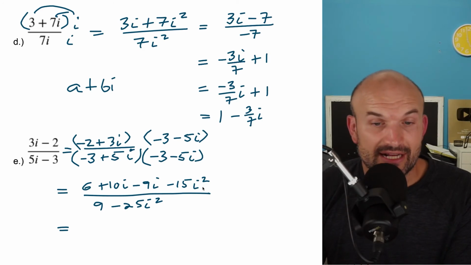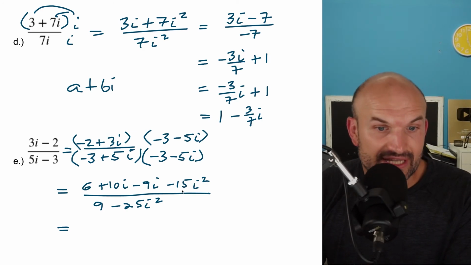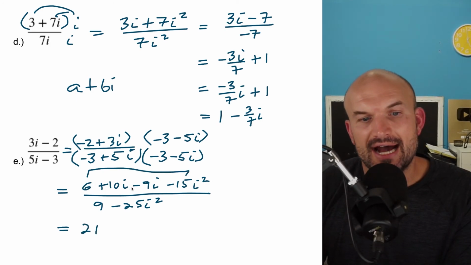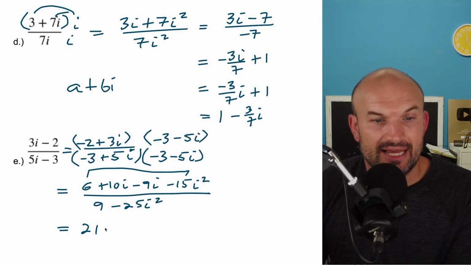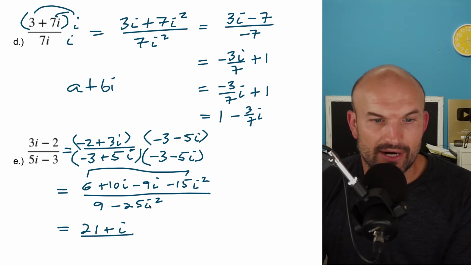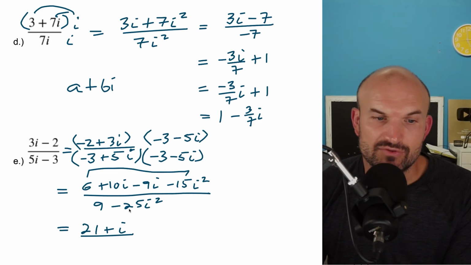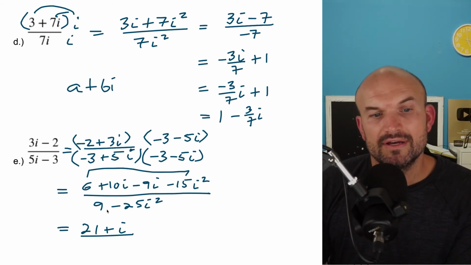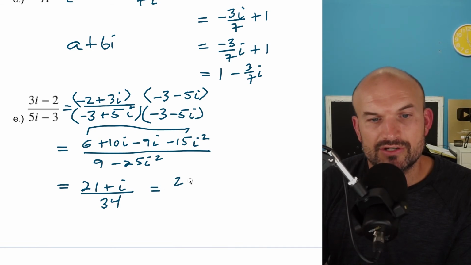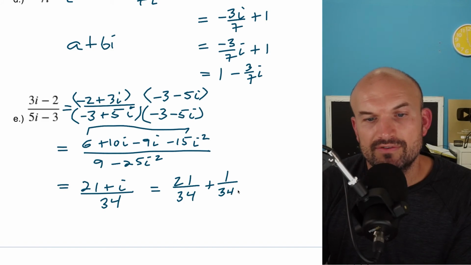Now again, i squared is negative 1. Negative 1 times negative 15 is going to be a positive 15. So I can add those up together. 6 plus 15 is going to be a 21. 10i minus a 9i is going to be a positive i. So I can say plus i. And then over here, we have an i squared, which is negative 1. So negative 1 times negative 25 is now a positive 25. 9 plus a positive 25 is going to be a 34. Okay, so again, now we can just distribute this. So I can do a 21 over 34 plus a 1 over 34i.